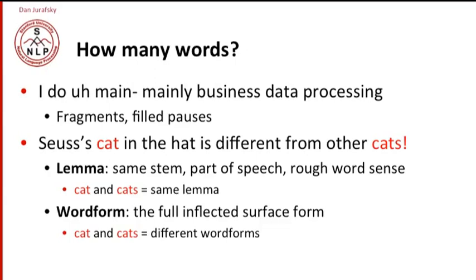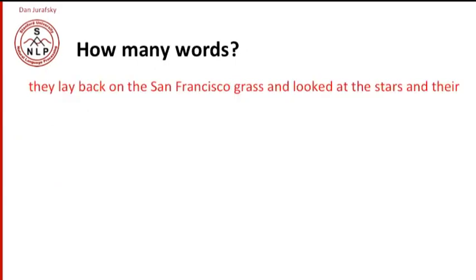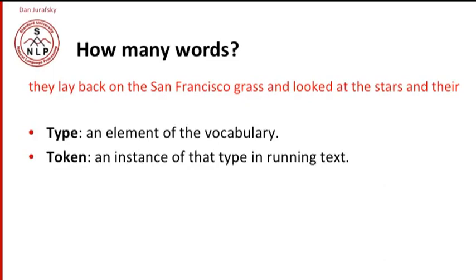So let's look at an example sentence. They lay back on the San Francisco grass and looked at the stars and so on. And let's ask how many words there are in this sentence. So count for yourself. We can define words in a couple of ways. Word types: how many vocabulary elements there are, how many unique words there are. And word tokens: how many instances of that particular type there are in running text.